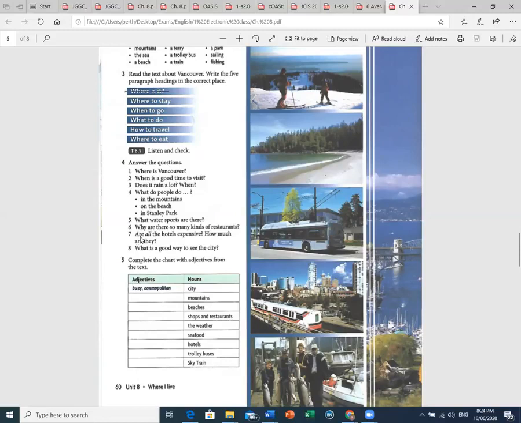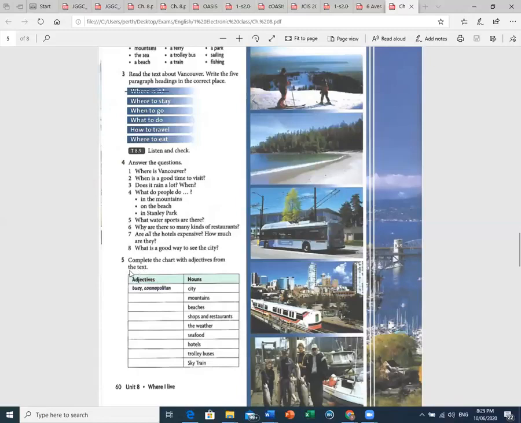Number 7, are all the hotels expensive? How much are they? The hotels in the busy city center are expensive and reach $400. But the hotels near the beach are very good, comfortable hotels, and they are cheap. You can find a room for $59. Number 8, what is a good way to see the city? You can use the ferry, which is the river bus, to see the city.